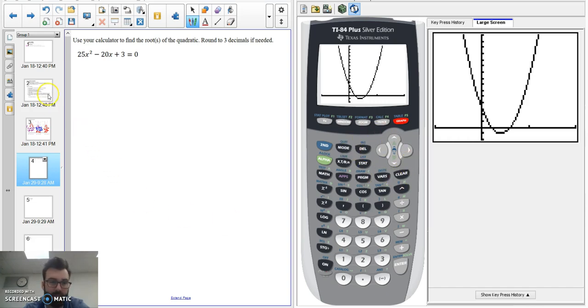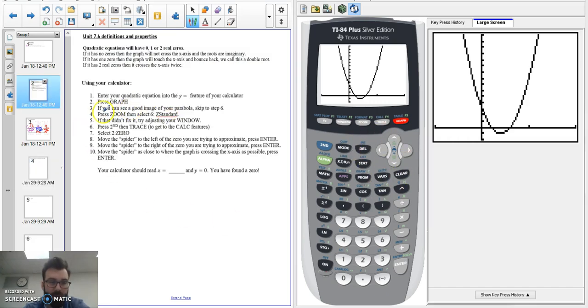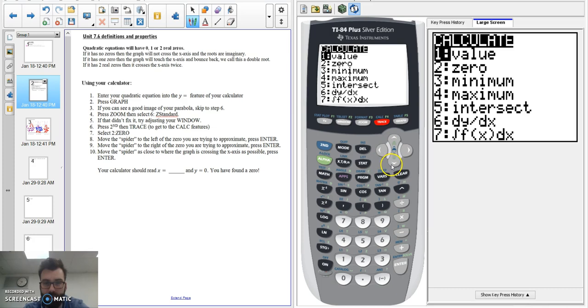Now I see it. Okay, so I want to adjust my window. All right, press zoom and select 6 for standard. If that doesn't fix it, try adjusting your window, which we did. Okay, so now we need to go to second, then trace. All right, so I'm going to press second, trace, and go to the calc.